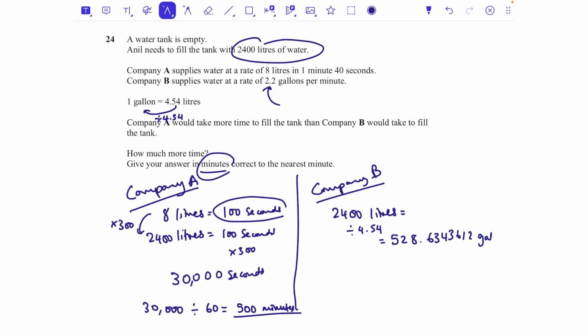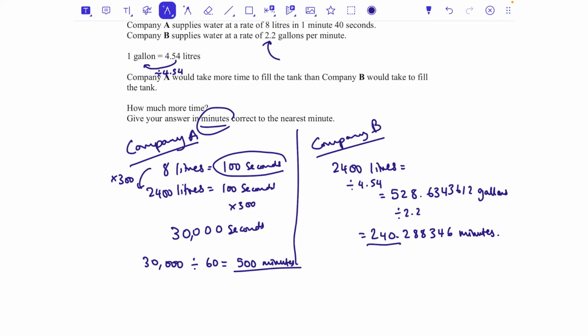528.6343612 gallons. And then we know that it can do 2.2 gallons per minute, so I'm going to divide that by 2.2. So divided by 2.2 is 240.288346. Then it says how much more time does it take? So that's minutes. That's how many minutes it takes for Company B.